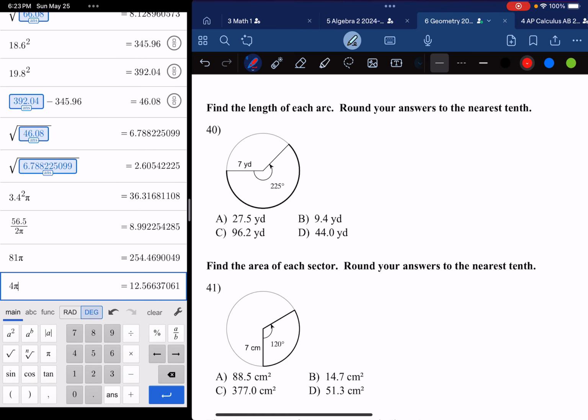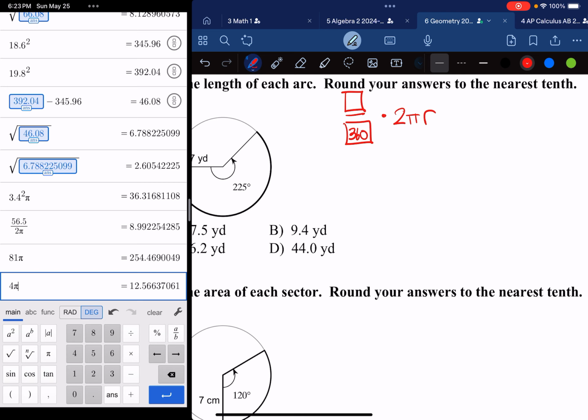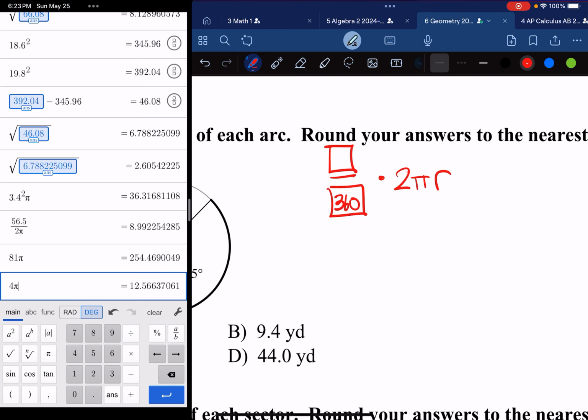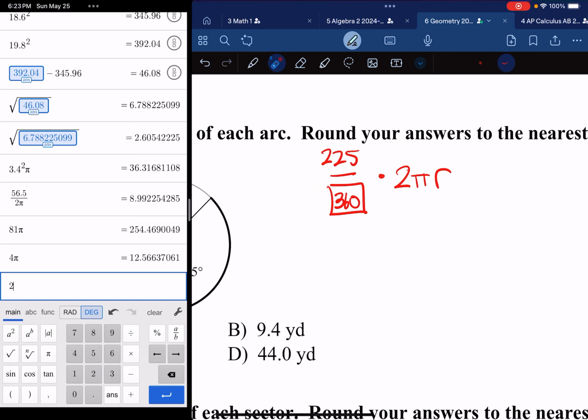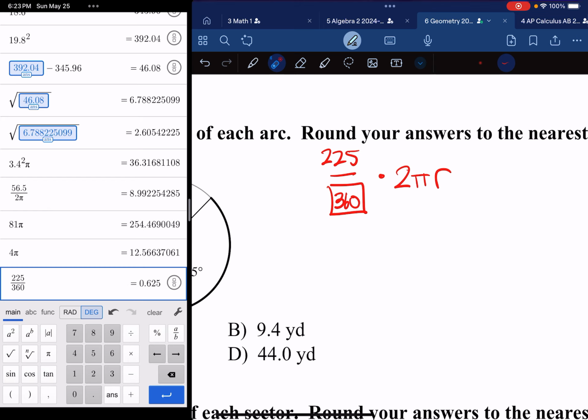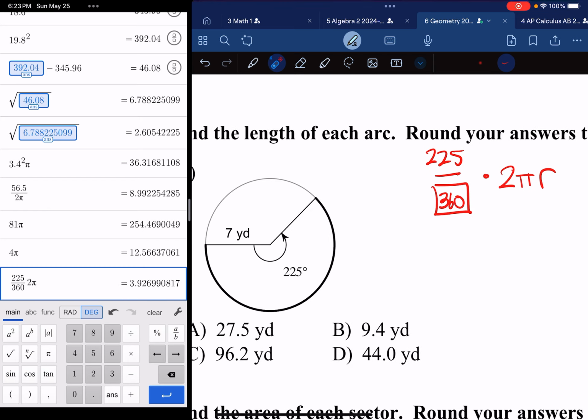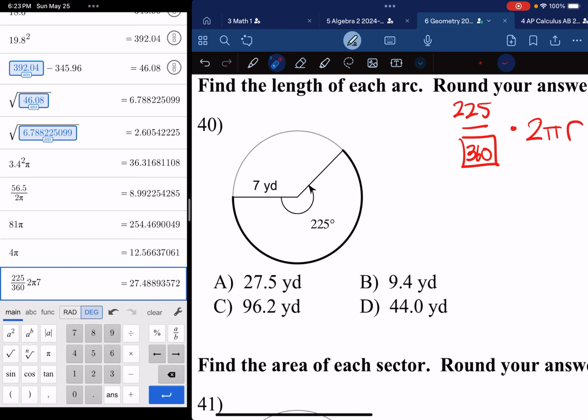Then we're on to number 40. So we're doing arc length. This arc length right here is a part of the circumference. So it's going to be some fraction, here, I'll do this fraction a little bit bigger, a fraction times the circumference. Circumference is 2 pi r. The question is, what should this fraction be? Well, the entire circle is 360 degrees. The part of the circle that we're looking at is 225. So if I zoom in here and change this out for a 225, this is the exact answer. Literally just type this in your calculator, you're done. 225 divided by 360, and then I'm going to multiply that by 2 pi, the radius is 7, and we get 27.5. Done and done.